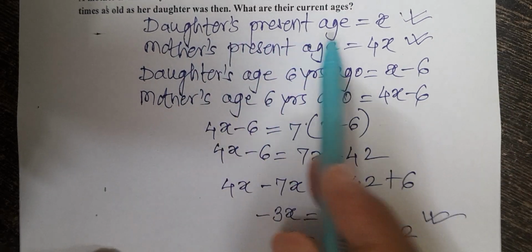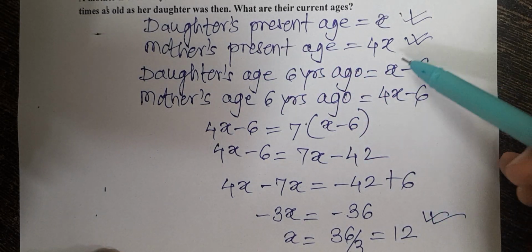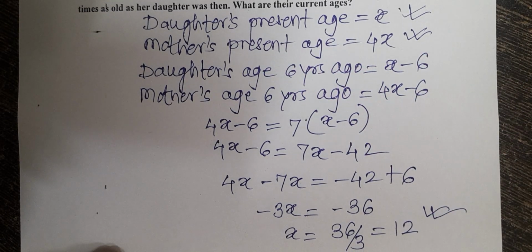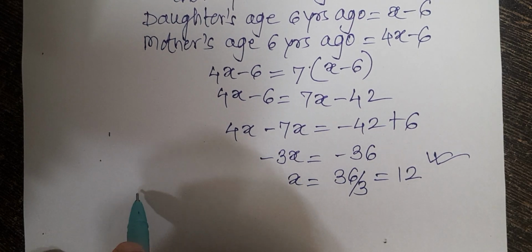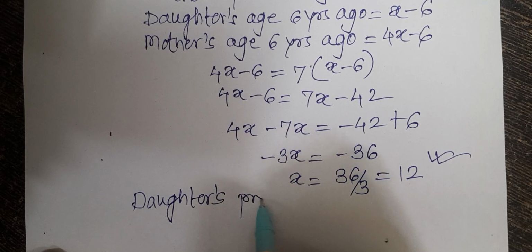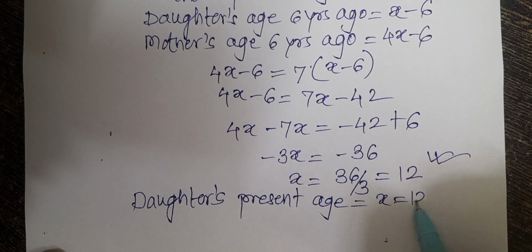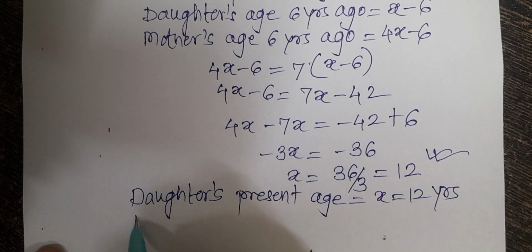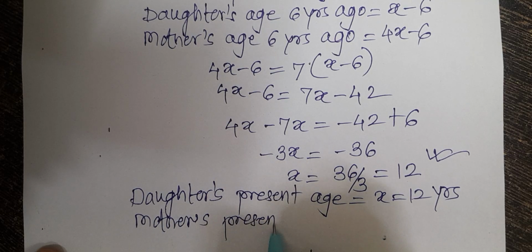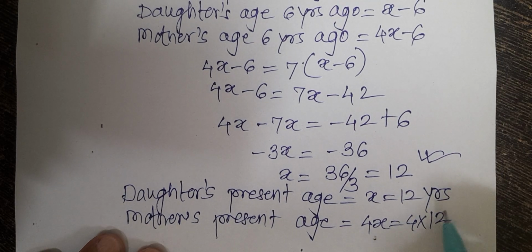So the daughter's present age is 12, and the mother's present age is 12 into 4, that is 48. So daughter's present age is 12 and mother's present age, that is 4x, that is 4 into 12, that is 48.